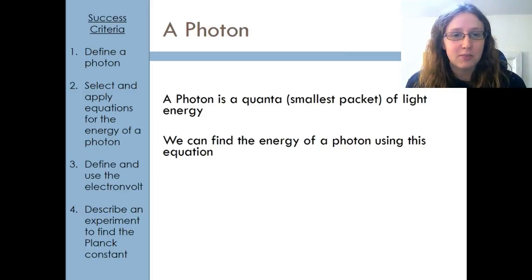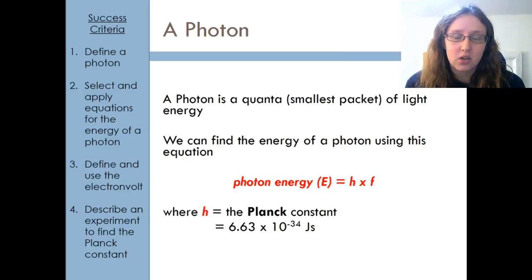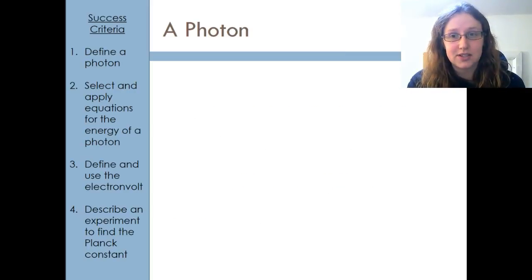And if we want to find how much energy each photon has got, we can calculate it using this equation. So E equals hf, where h is the Planck constant, which you can find in your data book. That's 6.63 times 10 to the minus 34 joule seconds. And then the frequency is what the f is standing for. So the amount of energy a photon is going to have depends on its frequency.